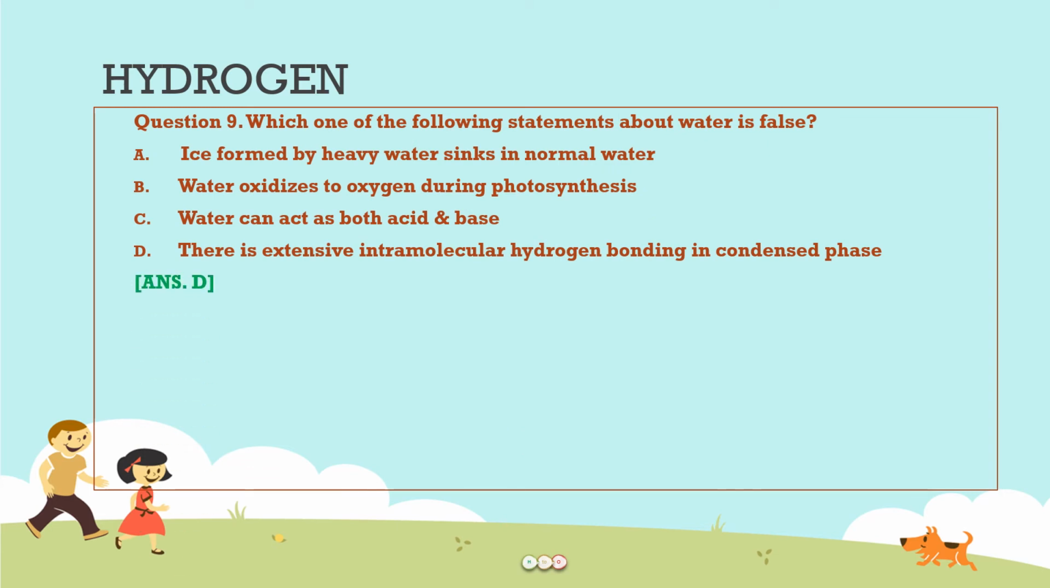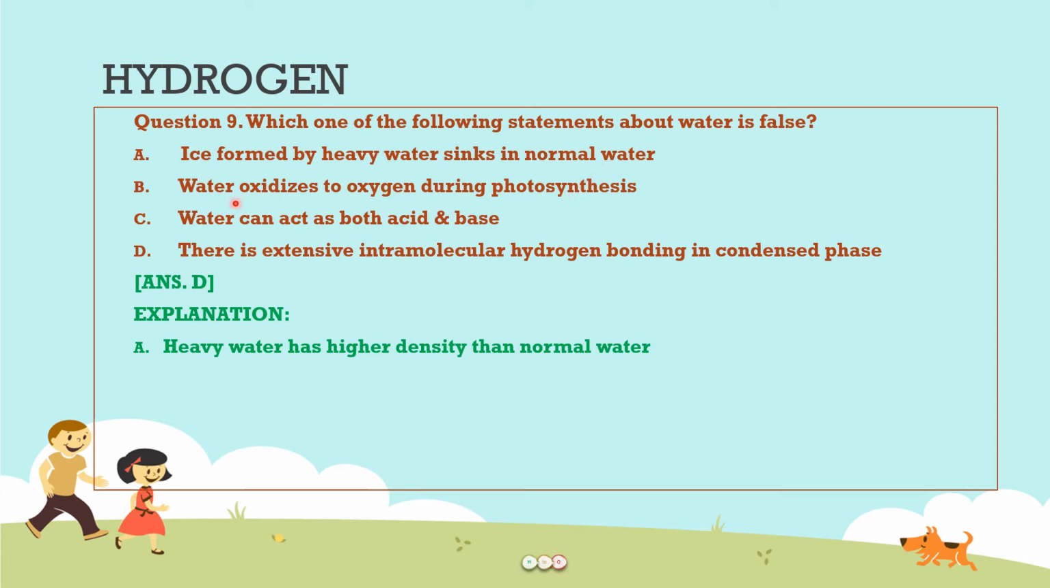So the correct option to this question is going to be the T choice. Why? Let us look at all the choices one by one. The first one we have is that ice formed by heavy water sinks in normal water, because heavy water is going to have a greater mass and a greater density than normal water. And anything which is heavier is going to sink down. So heavy water has greater density than normal water, therefore it is going to sink down.